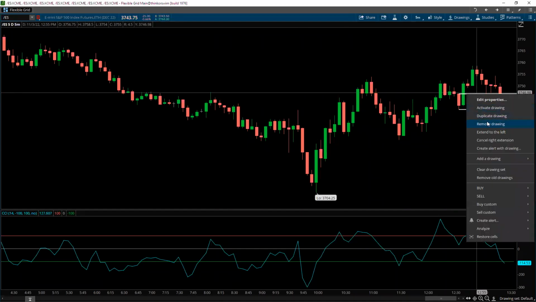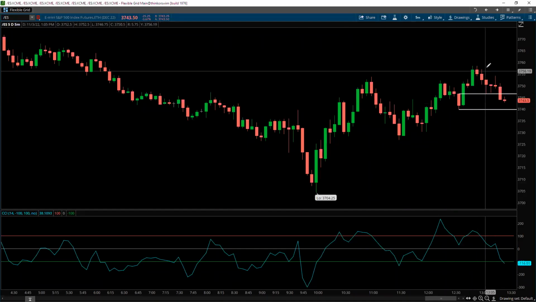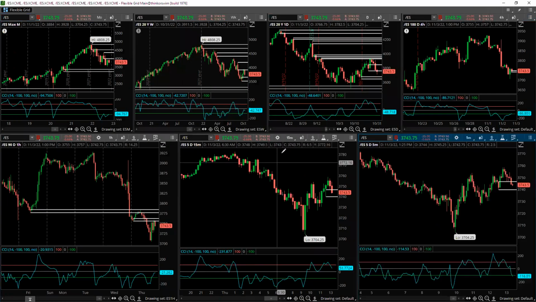So let's take these lines off. Actually, let's leave it on and we may come back to it later and see what happens. I know it's almost the end of the doldrums. So we may have another move.